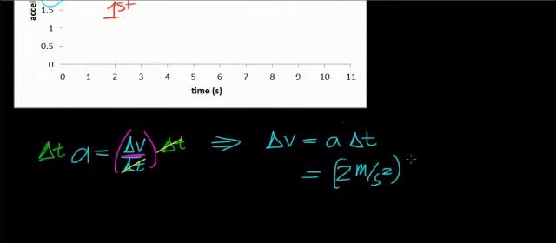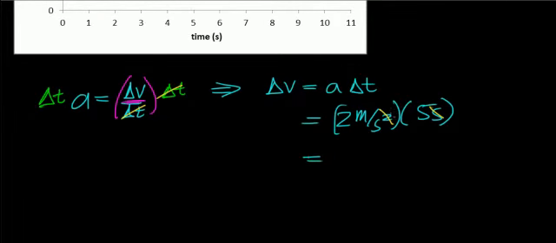That's the rate at which this object is speeding up, and it speeds up over a time period of 5 seconds. Notice that this unit of seconds cancels out with this unit of seconds, and when you multiply these two numbers out, you get 2 meters per second times 5, or 10 meters per second. So our change in velocity over that first 5 seconds is going to be 10 meters per second.